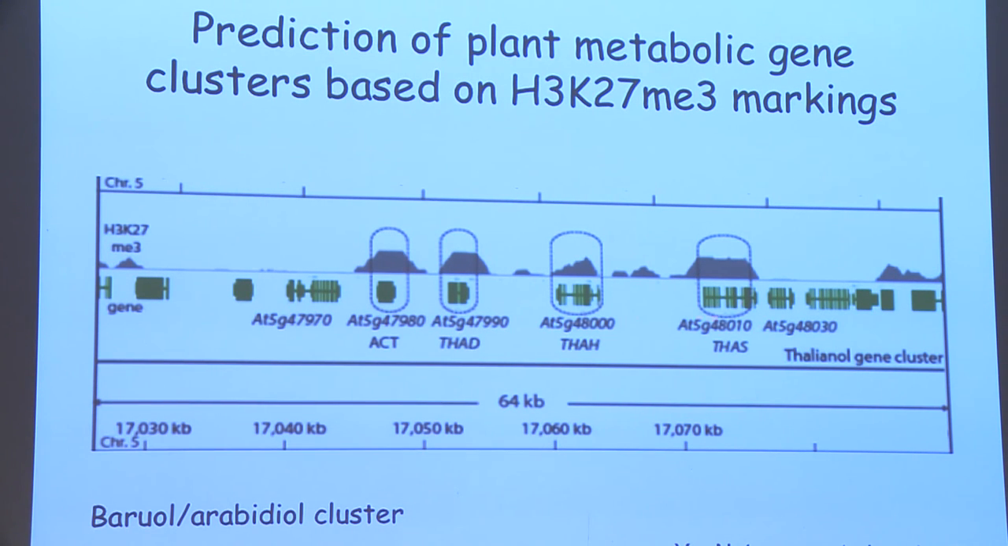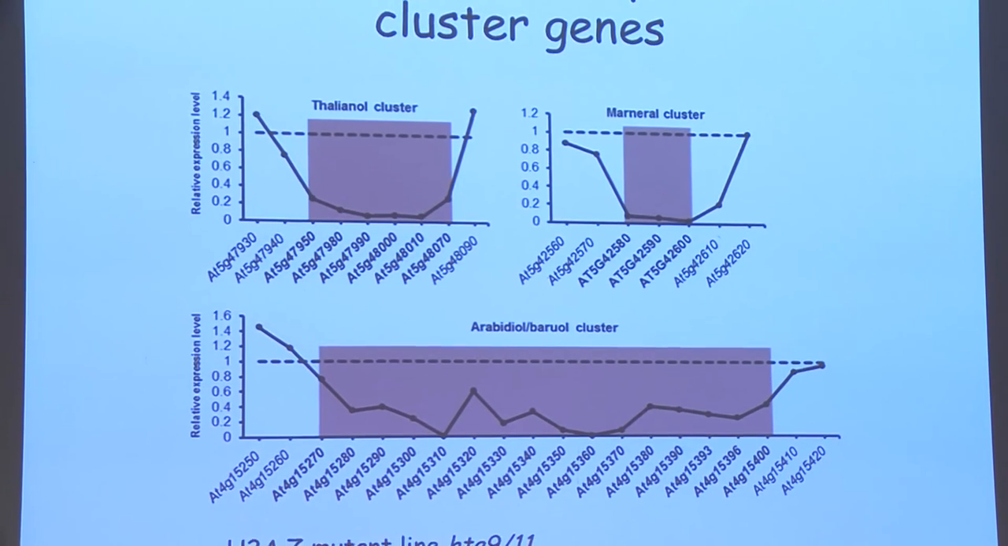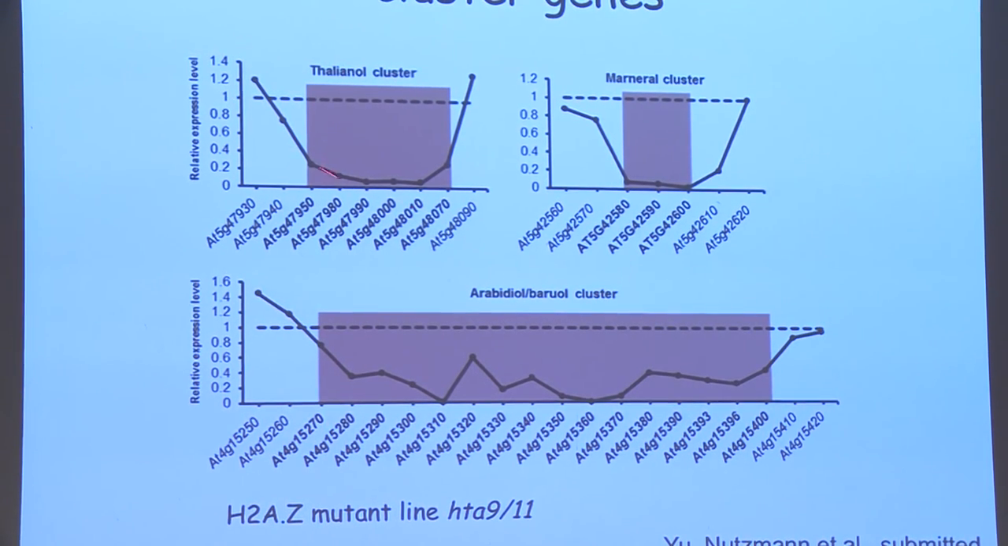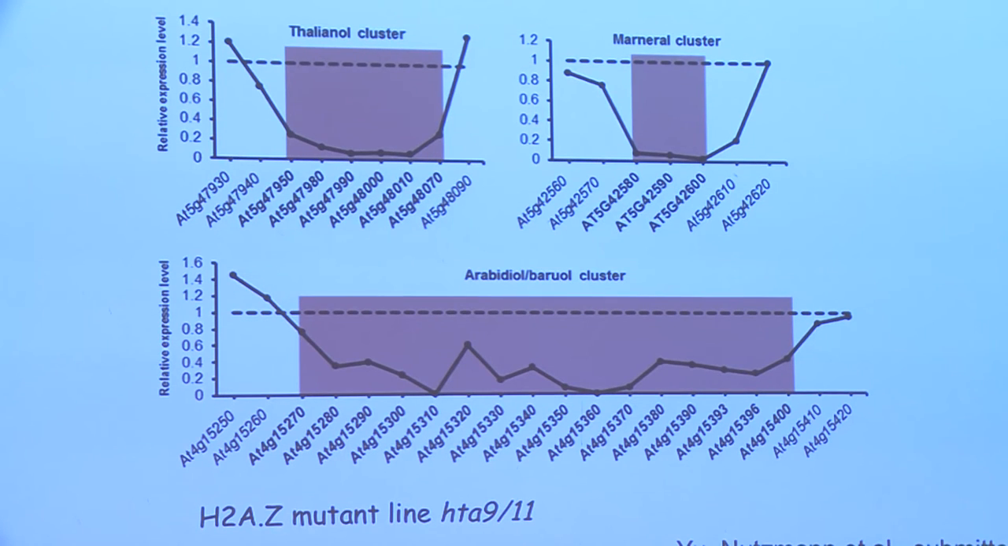And here you can see these are the genes in the thalianol pathway in Arabidopsis. And this is the histone 3 K27 trimethylation marking, which is very clearly significant and pronounced. And we can actually go through data from the Arabidopsis genome. We can look for windows of co-expression. We can also look for windows of H3K27 trimethylation in tissues where the pathways are not active. And we can use that to find new candidate pathways. Similarly, I mentioned that H2AZ, this alternative histone 2 variant, is associated with pathway activation. And we can use mutants to look for windows in the Arabidopsis genome where we see a very clear effect on transcript levels of cluster components.